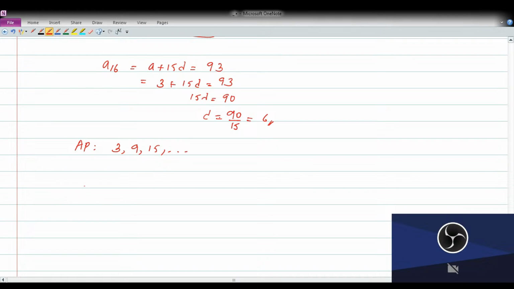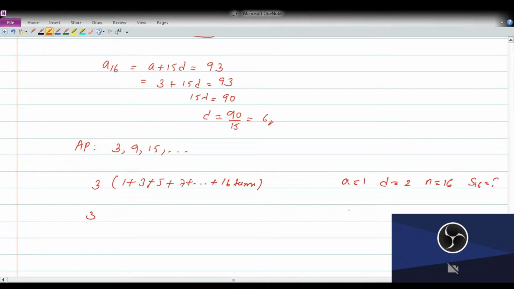Now we have to show that the sum of all the terms of the arithmetic progression is equal to 3 times the sum of 16 terms. Now 3 times the sum of the first 16 odd natural numbers 1, 3, 5, 7, up to 16 terms you have to take. So first I'm going to find out the sum of this. Here for this, a is equal to 1, d is equal to 2, n is equal to 16. I need to find out s16.